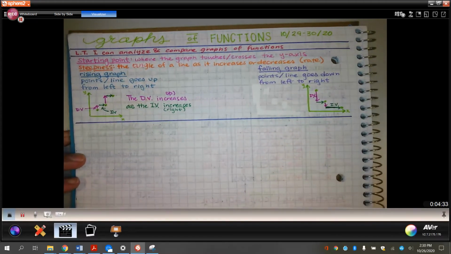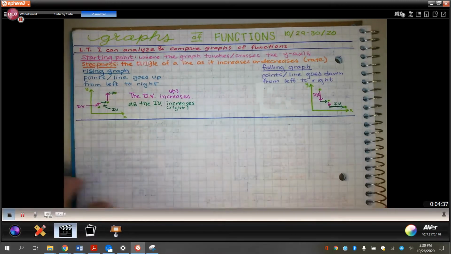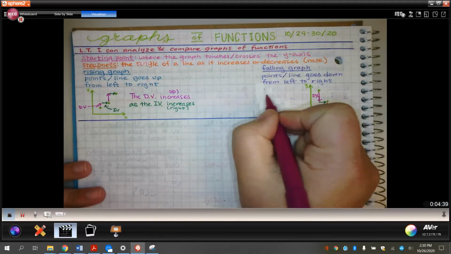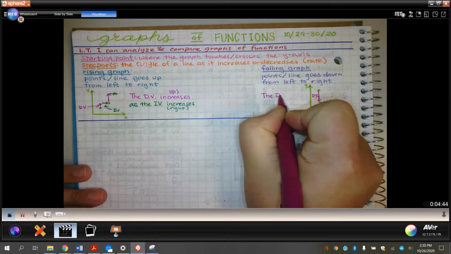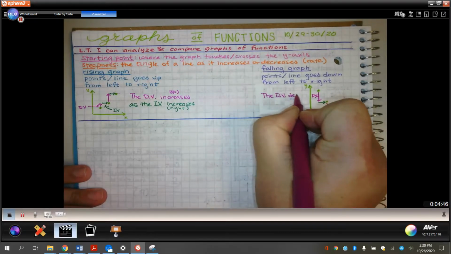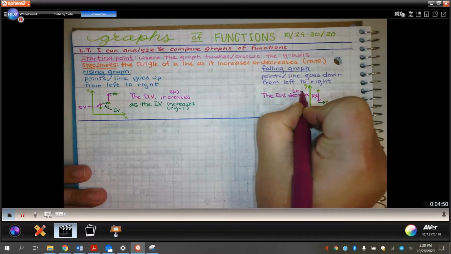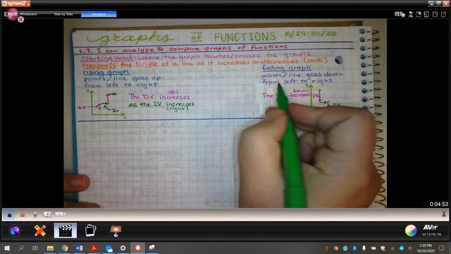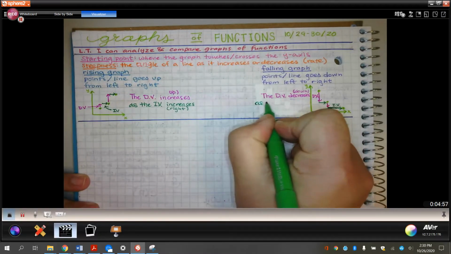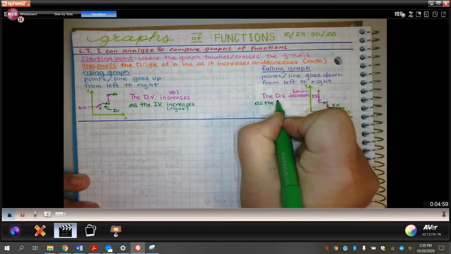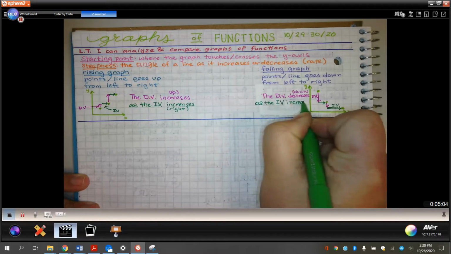So here, we would now say that the dependent variable decreases, and the reason for that is because it's going down, as the independent variable increases. And that is because it's going to the right.